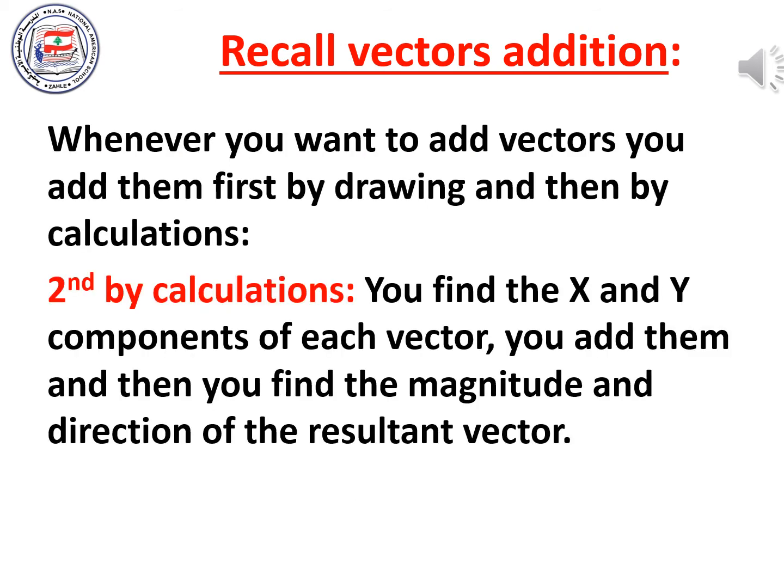Now I'm going to talk about how we can find the resultant vector by calculations. Also by calculation, we have to follow several steps in order to find the magnitude and the direction of a resultant vector. First, we find the x and y components of each vector that we need to add. Then you add the x and y components to find the x and y components of the total vector, the resultant vector. And finally, we can find from these components the magnitude and the direction of the resultant vector. Now follow up with me so you can understand.